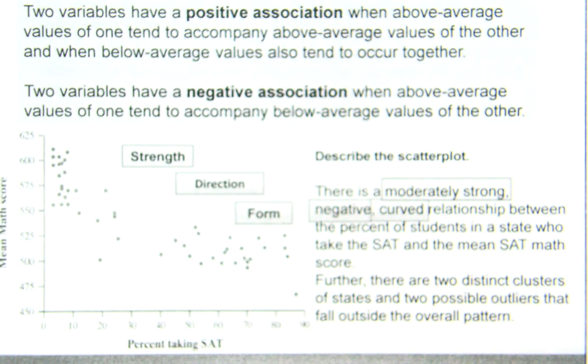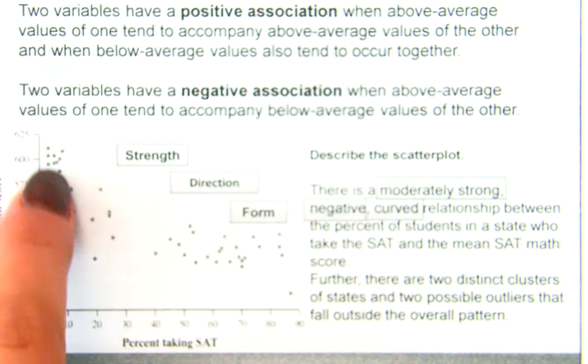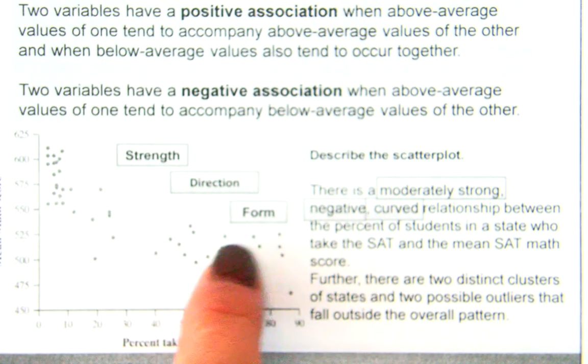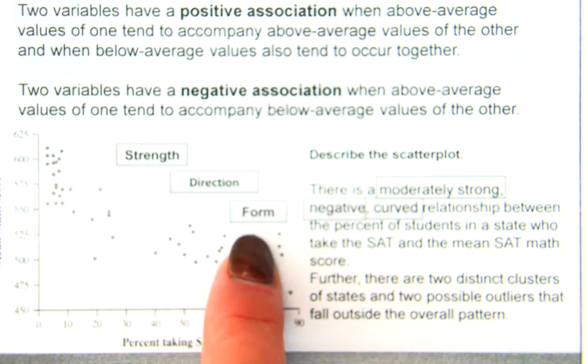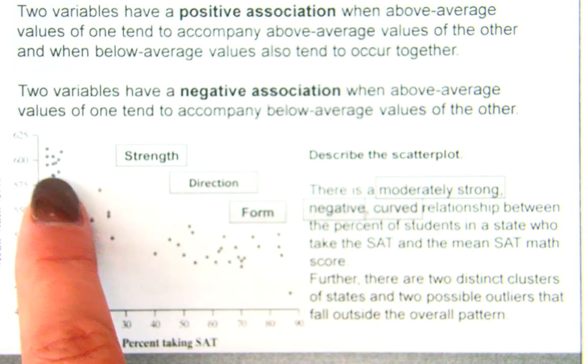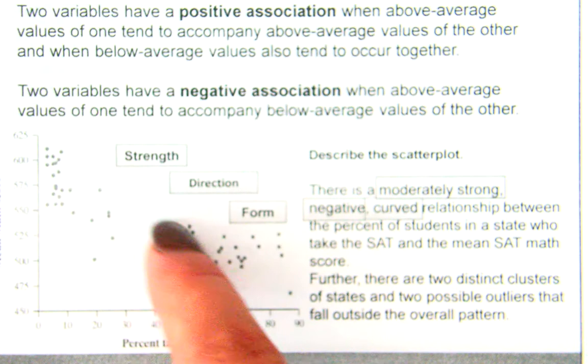This would be moderately strong. Okay, I'll show you what a strong one looks like in just a second, but this would be moderately strong. And then you have a couple of choices. So again, we just have a negative association, and then the form is slightly curved, and you can see the little curve kind of happening over here. Okay, there's a little bit of a curve going on. Usually you can call it a little bit curved, or it can be linear.